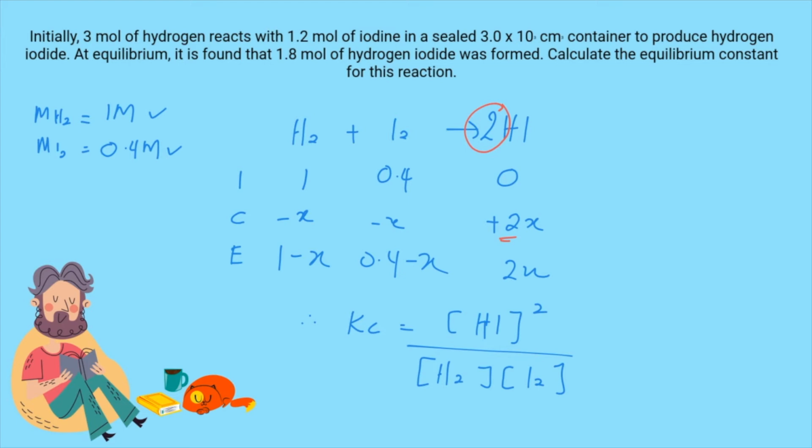But you need to look at the question again. So at equilibrium, it was found that 1.8 mole of hydrogen iodide was formed. So the same thing that you need to do, you need to find the molarity for the hydrogen iodide.